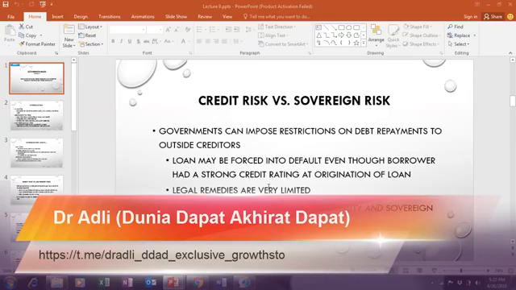And legal remedies are very limited. You cannot go for legal action. What do you want to do? You want to sue the government? All right, this emphasizes the need to assess credit quality and also sovereign risk. So you have to assess both: the credit risk, which is the company itself, for example, and also the country risk.